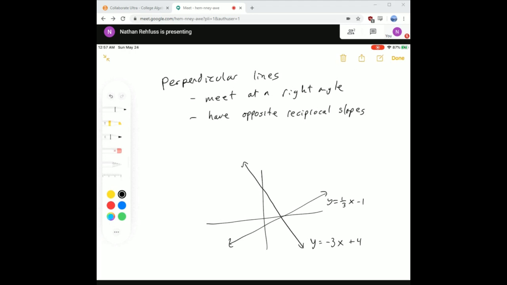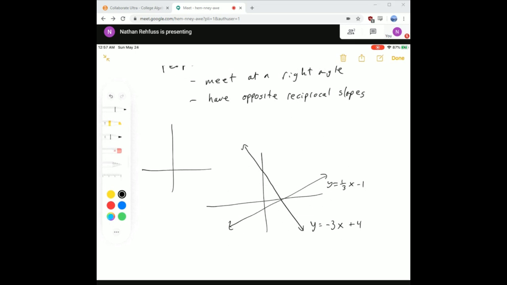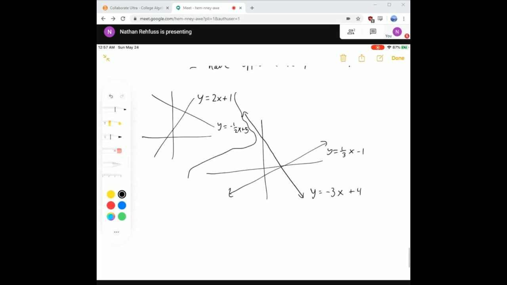Here's 2 lines that are perpendicular. Here's another 2 lines that are perpendicular. Y equals 2x plus 1. And, oops, that's not shallow enough. This is shallow enough. Y equals -1/2 x plus 5. Oh, I said 5, I wrote 4. So here's perpendicular lines. So if I want to know the perpendicular slope, you flip it and reverse it.